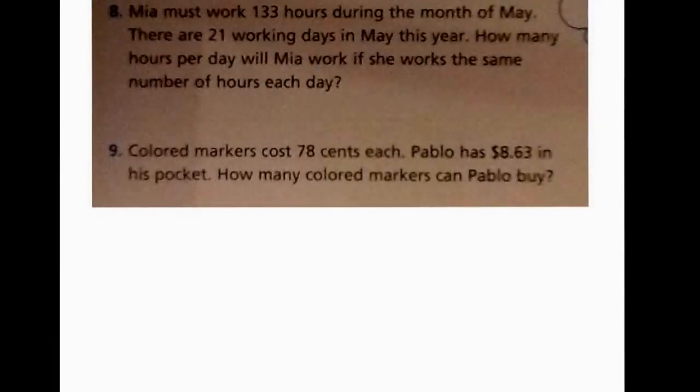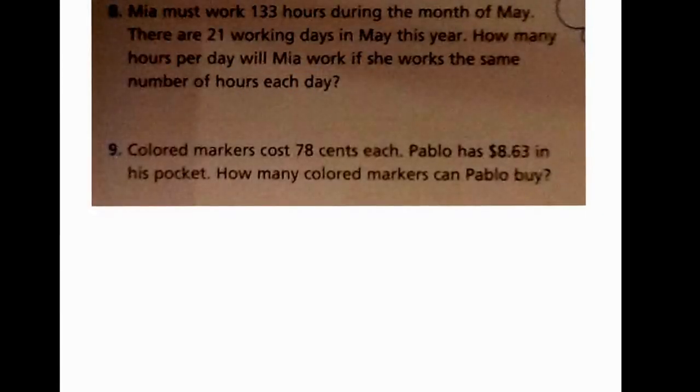Alright, boys and girls, I have a few more examples to show you where we'll interpret the remainder or figure out the remainder. Number 8 says, Mia must work 133 hours during the month of May. There are 21 working days in May this year. How many hours per day will Mia work if she works the same number of hours each day? So, I know that Mia has to work a total of 133 hours, and she has to split that among 21 days in May. So that means I have to divide 133 by 21 to figure out how many hours she'll be working in each day.